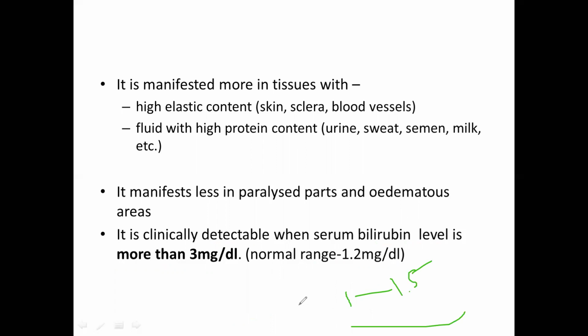So more than 1.5 you can say is hyperbilirubinemia. When the level of serum bilirubin is more than 3 mg per dl, then it becomes clinically detectable. That means it may be manifested with yellowish discoloration of skin or sclera.